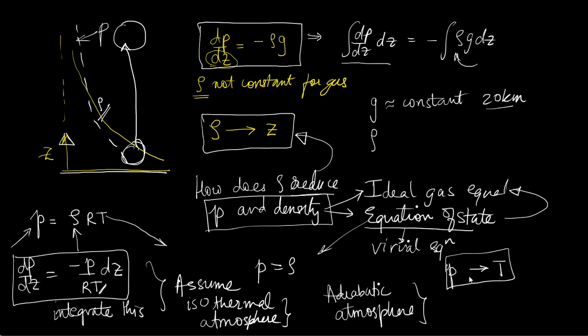P to the power gamma is equal to constant. Then P to the power something, what is the power? T to the power 1 minus gamma. P raised to 1 minus gamma into T raised to gamma is a constant. So then instead of putting temperature as constant, you will actually put temperature as a function of pressure and find out the variation of pressure.